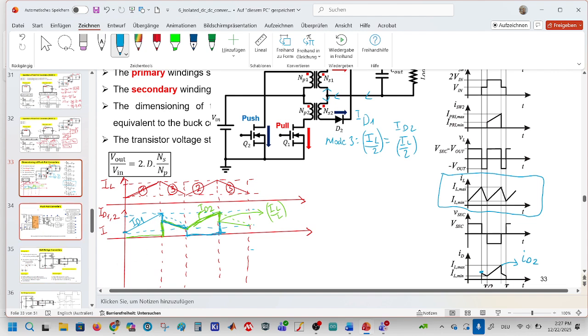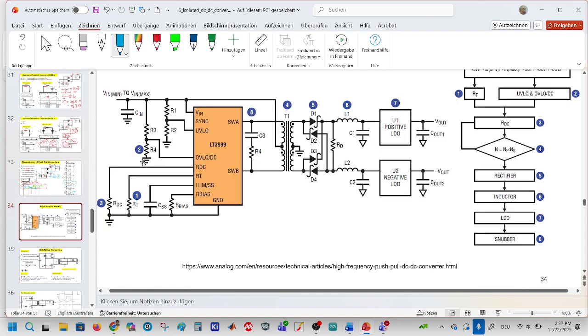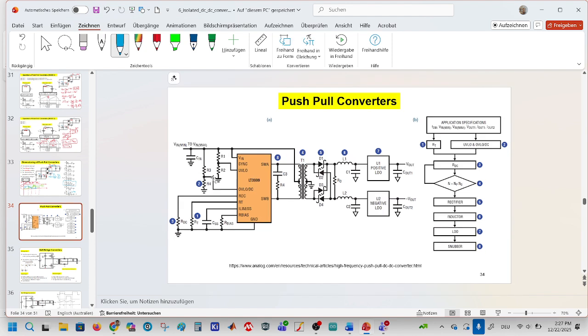So we have another technical report of a push-pull converter. This is our input voltage. Input voltage has min and max values.